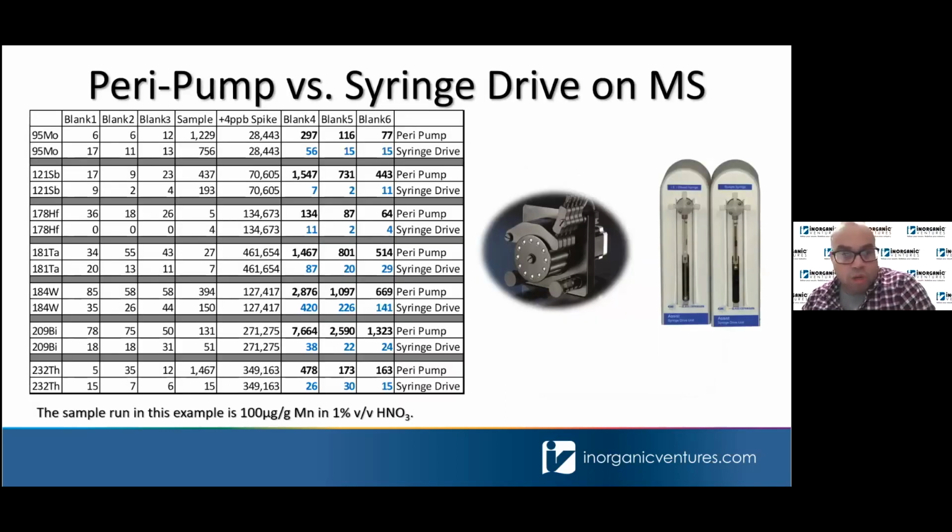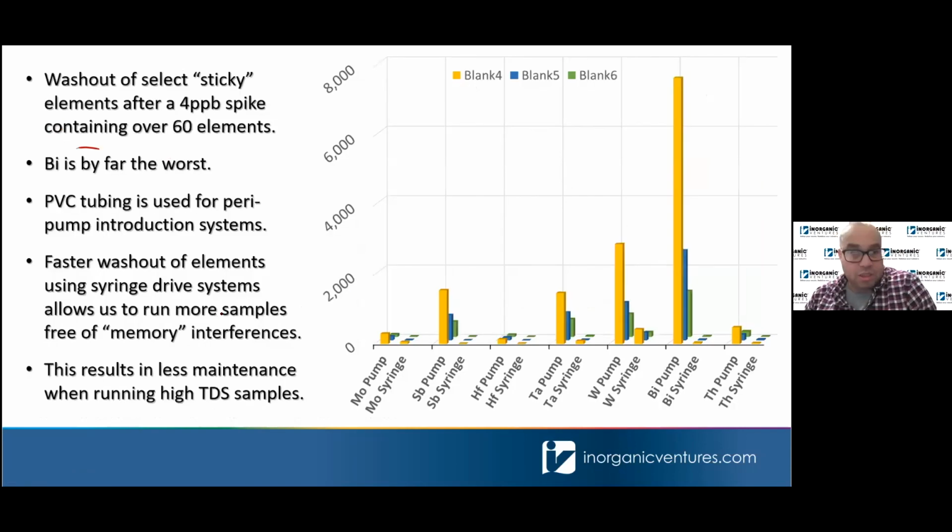We're going to go through a little bit of data here. I wouldn't get too hung up on the numbers, but this is basically the testing method for our trace metals analysis, where we run 3 blanks. We run our sample, a spike, and then we run blanks towards the end.